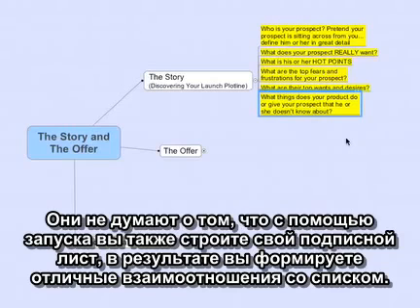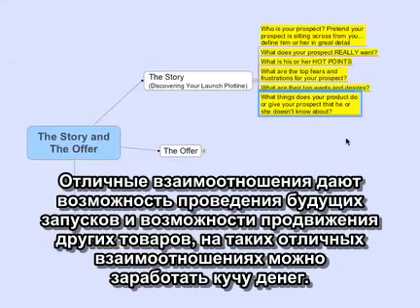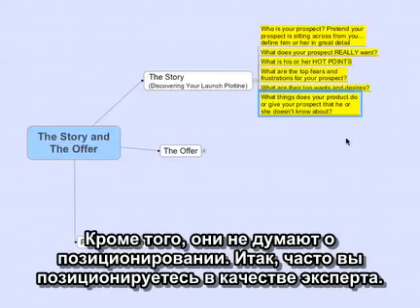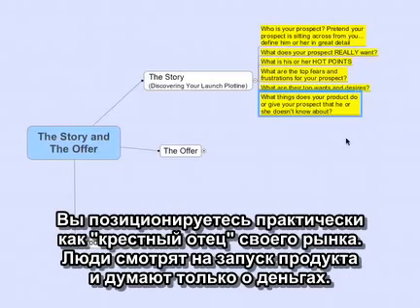They don't think about the fact that you can also build a list with your launch, and that you get a great relationship with your list, and that great relationship means all kinds of things down the road, like additional launches and opportunities to promote other stuff and make a lot of money from that great relationship. And then they also don't think about the positioning, so that you often will get expert positioning. You almost get a Godfather position within your market. So people look at a product launch, they think it's just about money.